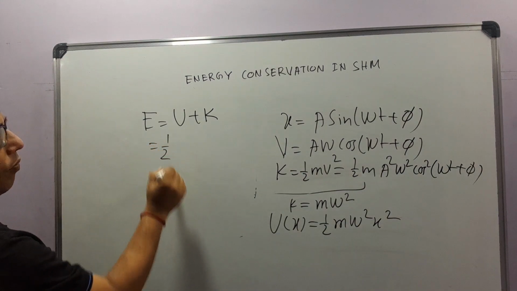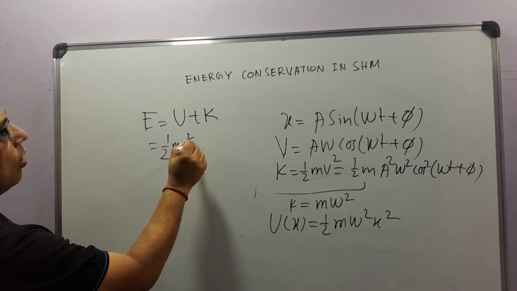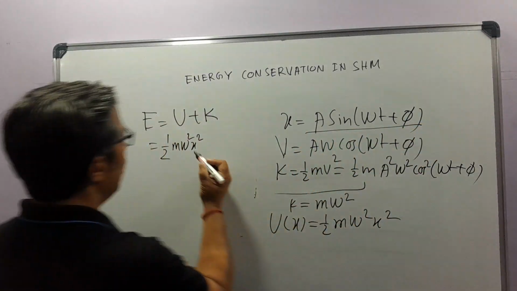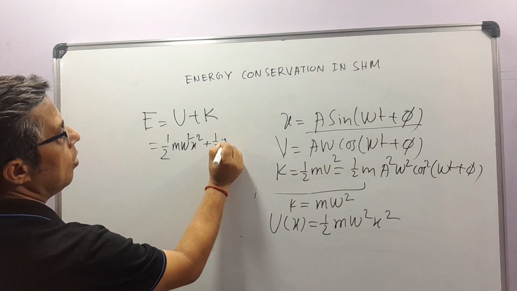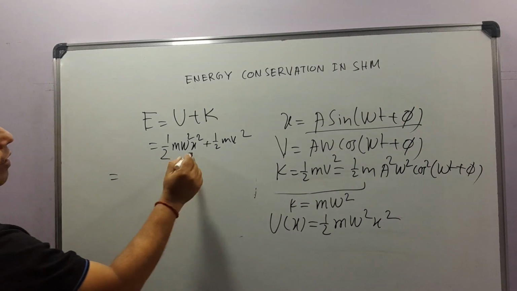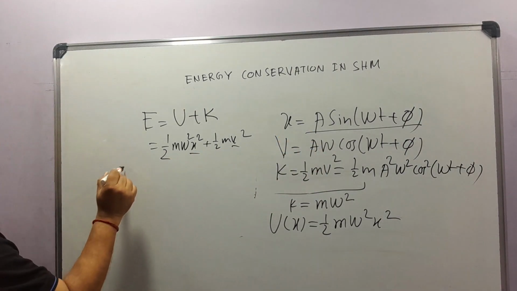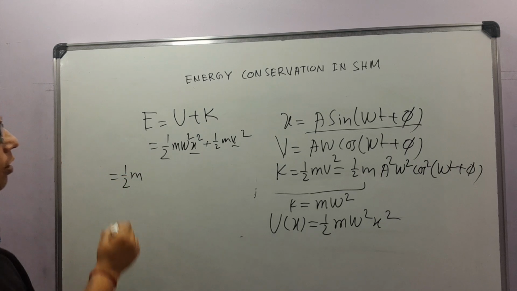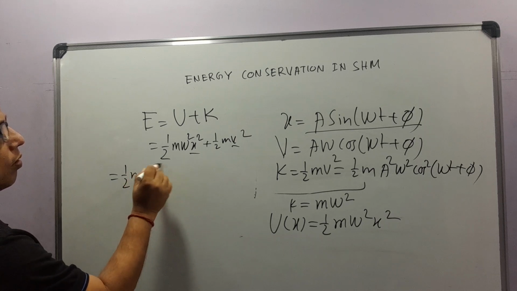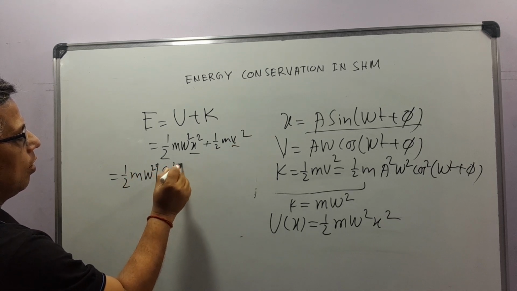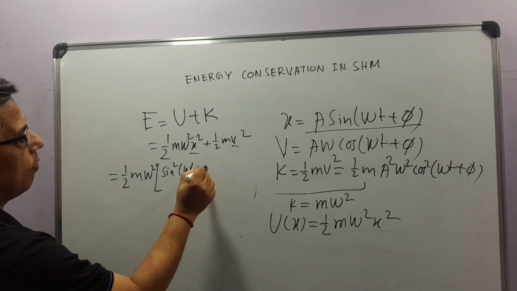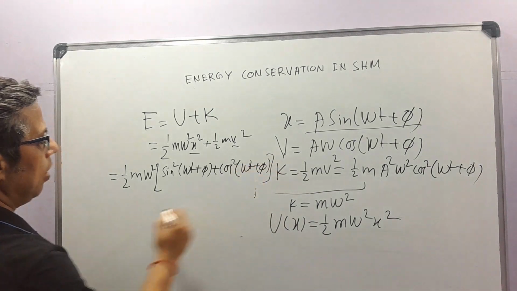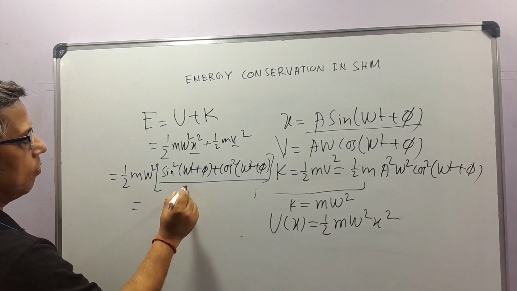So U is half m omega square x square. Here x is the expression, and kinetic energy is half m v square, right? If we replace x and v with the sine and cos, it will be half m, and then we replace omega square, so it will be sine square (omega t plus phi) plus cos square (omega t plus phi). So this one will be sine square theta plus cos square theta.